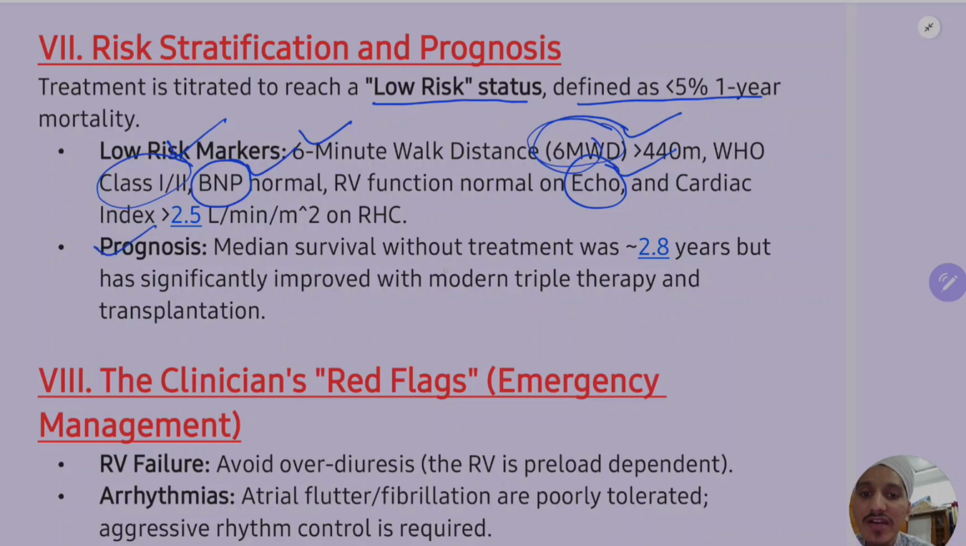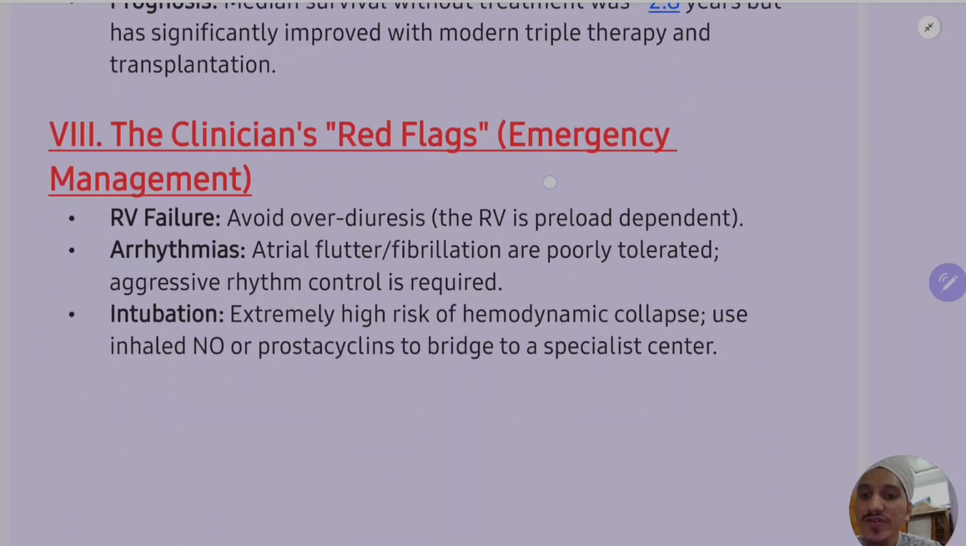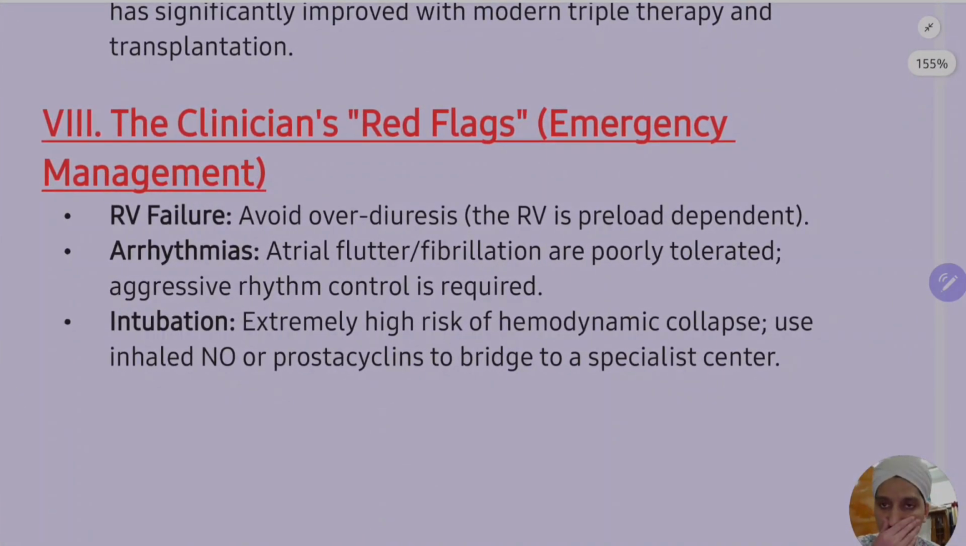So prognosis, median survival without treatment was approximately 2.8 years, but has significantly improved with modern triple therapy and transplantation. So survival rate was very low in these patients before the introduction of these new agents, but now it is significantly improved. So you should remember the red flags of pulmonary hypertension or right heart failure. Right heart failure due to pulmonary hypertension is known as cor pulmonale.